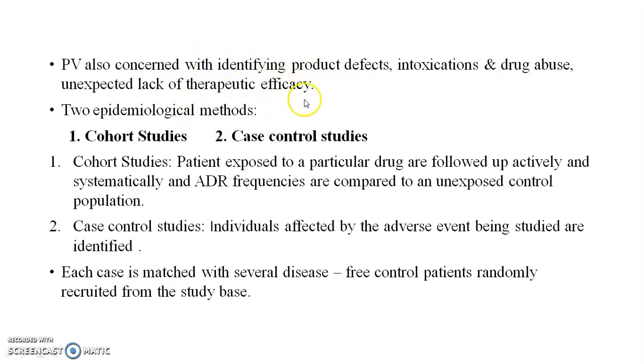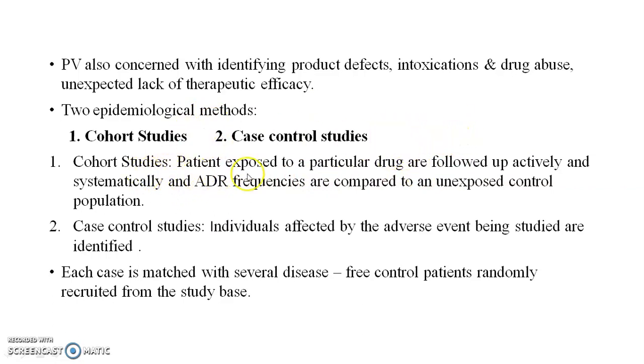There are two epidemiological methods we can use to identify ADRs. One is cohort studies, and the other is case control studies. In cohort studies, patients exposed to a particular drug are followed actively and systematically. Then the ADR frequencies are compared with an unexposed control population. So we usually have two groups: one group is followed with the drug, and the other group is not exposed and is also observed.